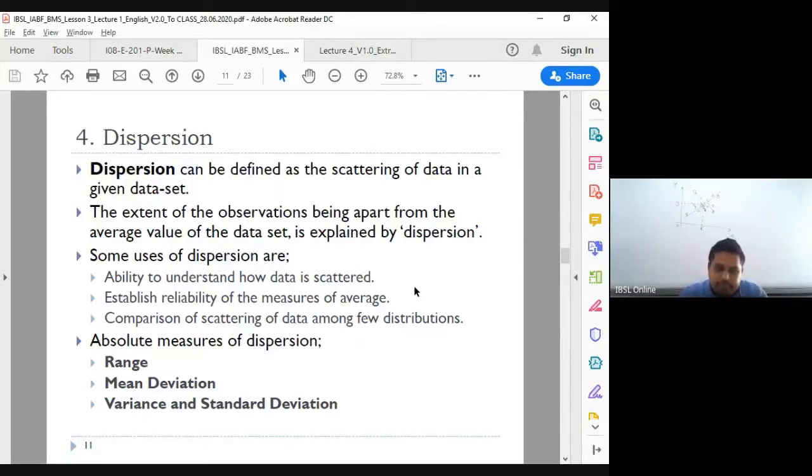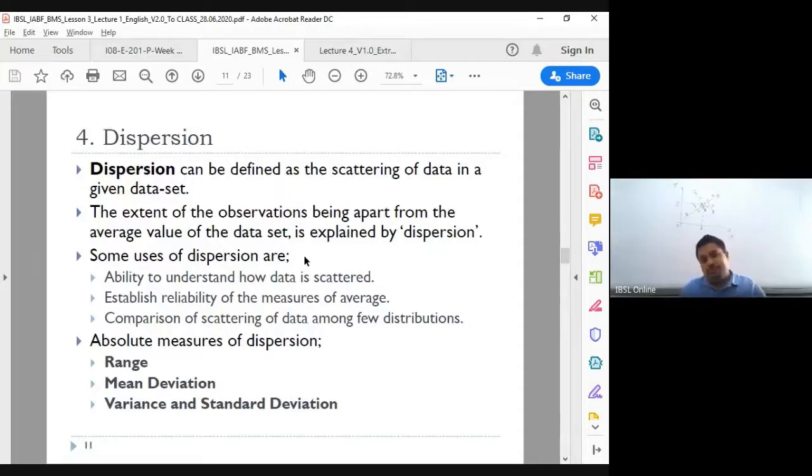Okay. Some uses of dispersion, I'm at the third bullet point. Some uses of dispersion are the ability to understand how data is scattered. So when you look at a data set, you may compute mean, median and mode. And if you just give those three numbers, mean, median and mode, of five different data sets to your audience and ask them to come to conclusions, they might jump to conclusions without looking at the scatteredness or the pattern of the data set.